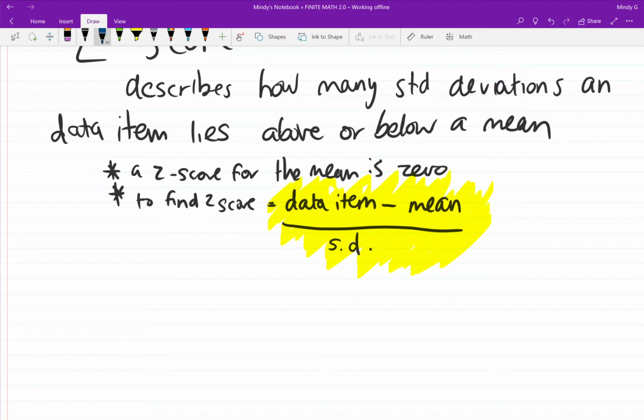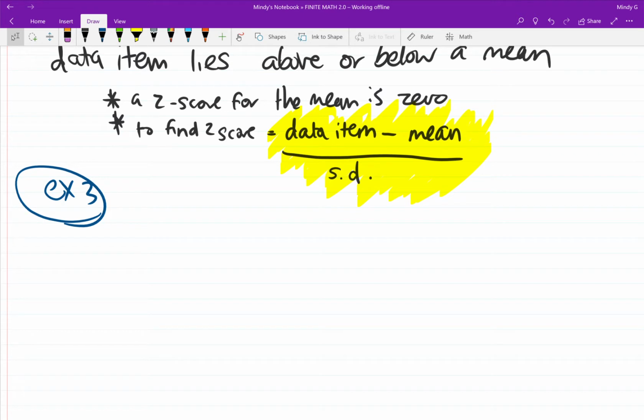So example number 3. The math to support it is complicated, but not in this class. In this class it's simple. We don't really go into it. Example 3, for a normal distribution.